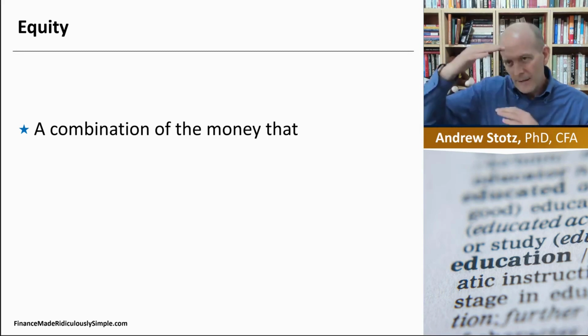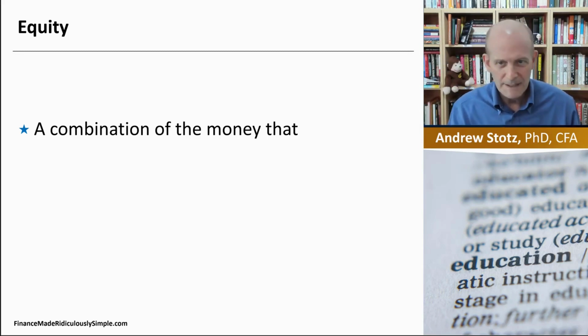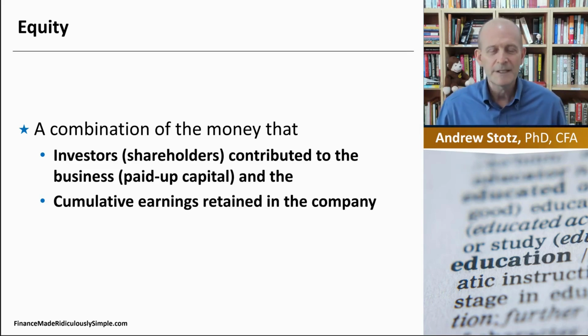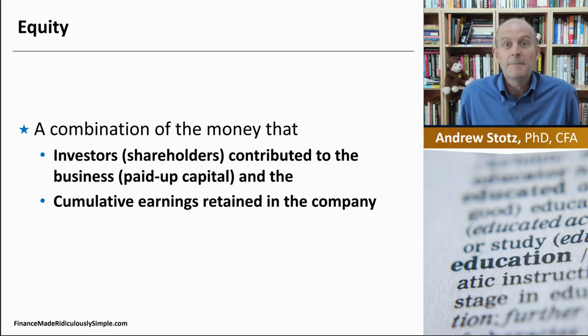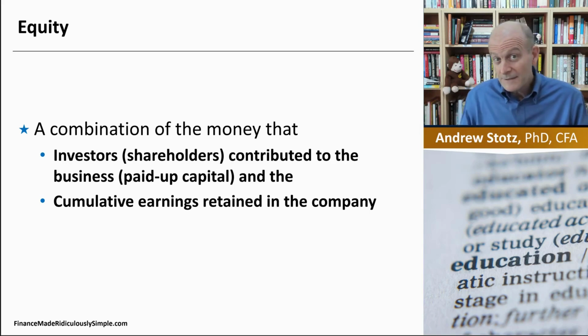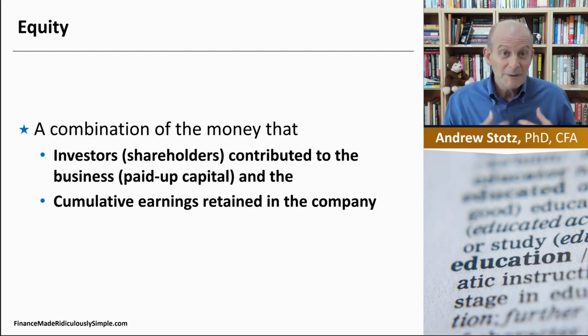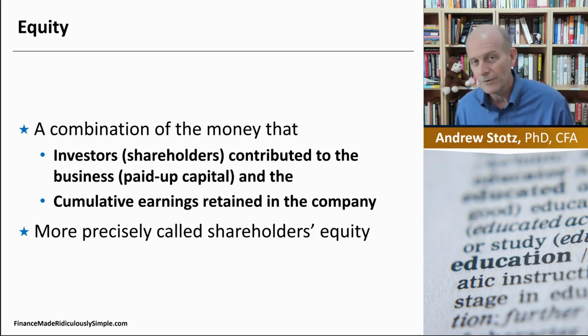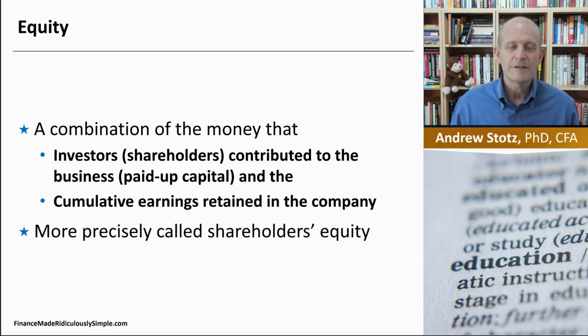Equity is a bigger grouping, and it's a combination of money that investors or shareholders contributed to the business. We've just seen that. That's paid up capital. And then it's the cumulative earnings retained in the company. And what does that mean? The objective of a company is to make a lot of money, pay out some dividends to the investors, but also keep that money in the company so the company can continue to grow. The money that's kept in the company is retained earnings. Now, more precisely, we call this shareholders' equity, but at least you get the idea.